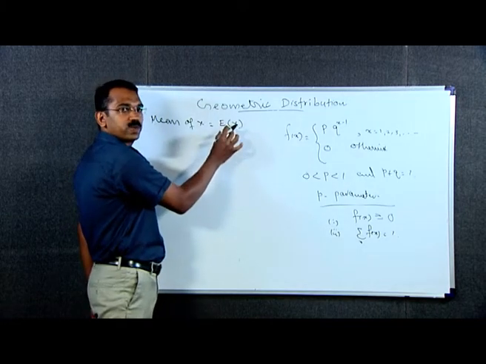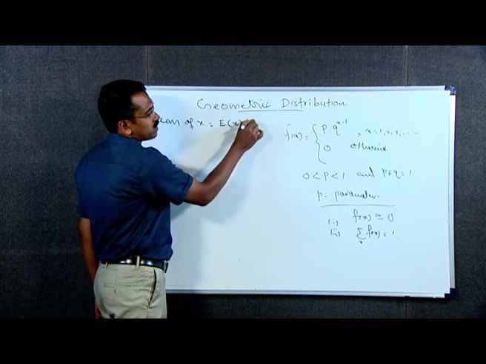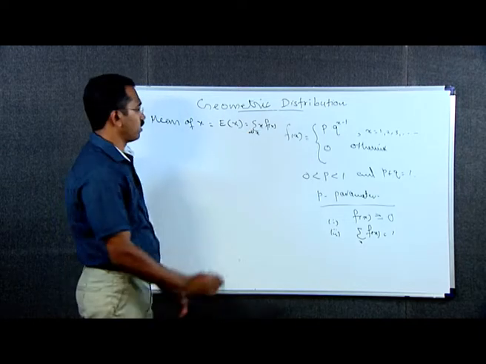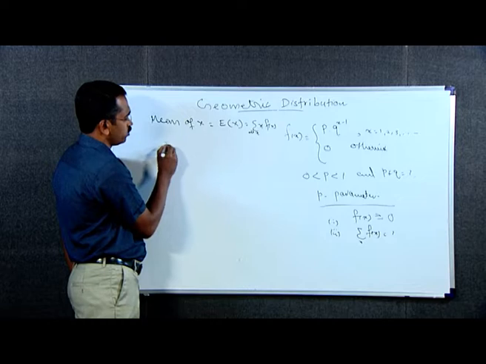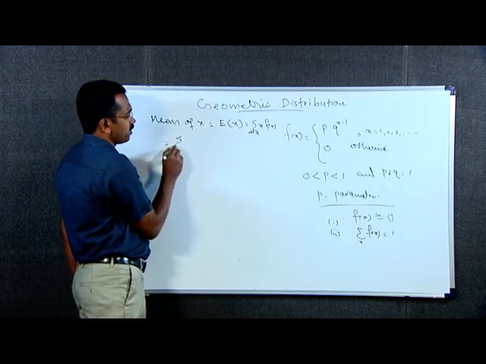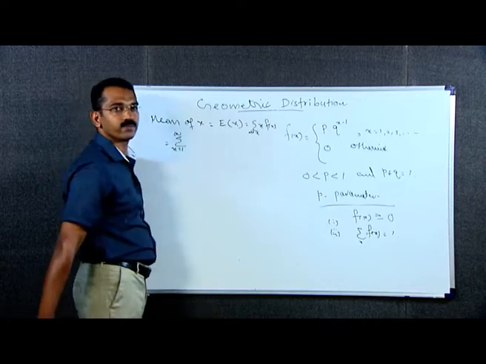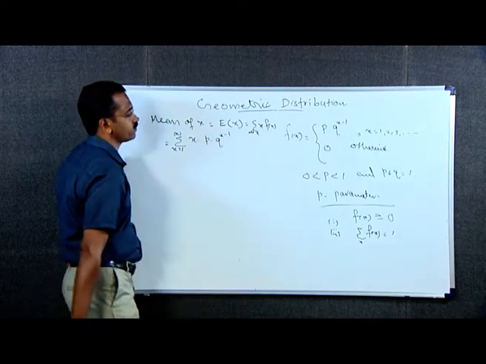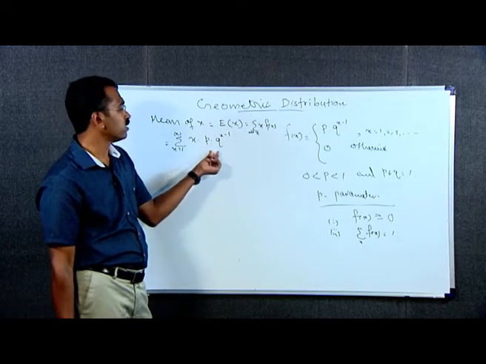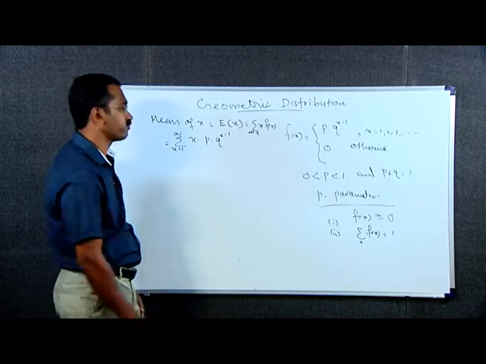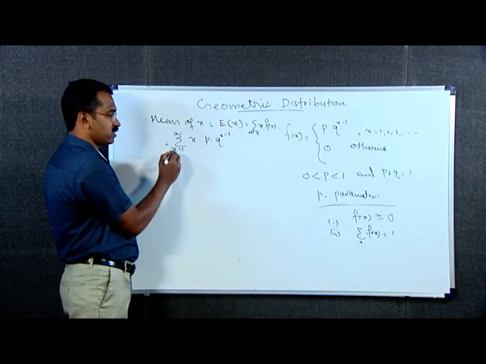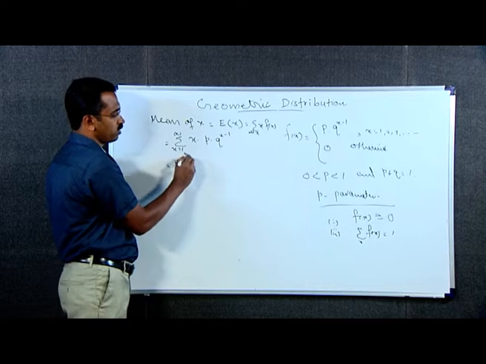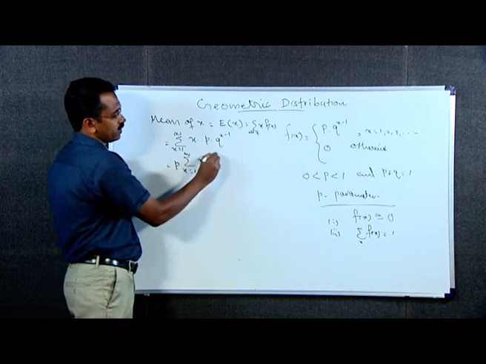Therefore, by the definition of expectation, E of x is equal to summation x into f of x over all values of x. This is equal to summation x varies from 1 to infinity, x into f of x, which is p into q raised to x minus 1. Here p is independent of x, therefore this p can be taken outside of the sigma. We get E of x is equal to p into summation x varies from 1 to infinity, x into q raised to x minus 1.